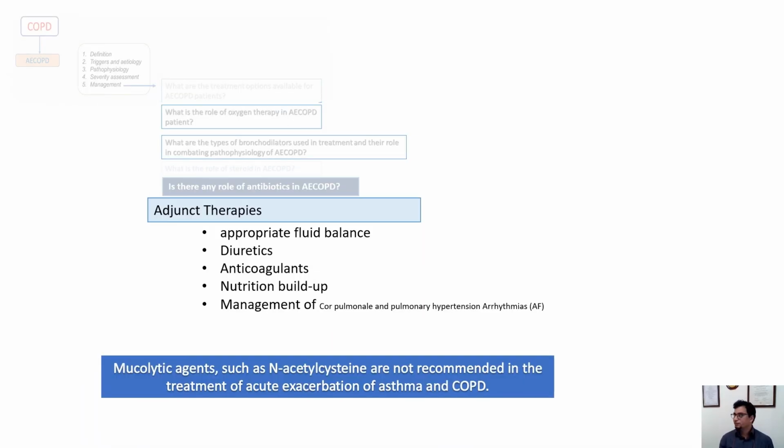So, what is the role of N-acetylcysteine? Usually, we prescribe N-acetylcysteine, Mucinex, Mucomex, etc. These are the brand names. They are all mucolytic agents. It is said that mucolytics are important in the management of acute exacerbation. Truly, they are not recommended in the treatment of acute exacerbation. But if you feel that the patient has obstructive symptoms despite proper management of the disease, then you may think of N-acetylcysteine administration, oral or by nebulization.